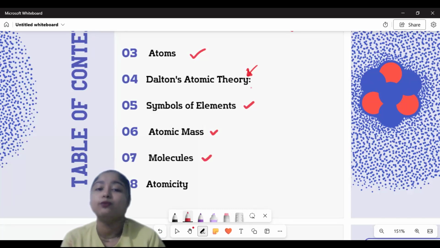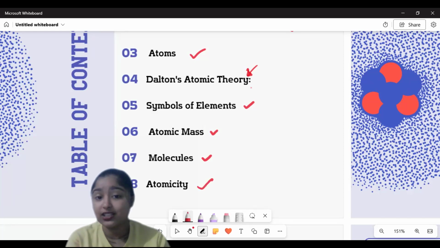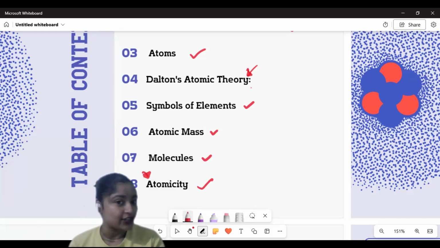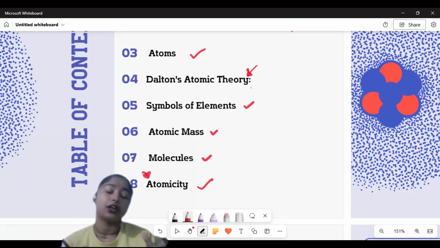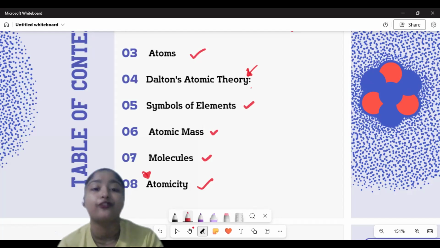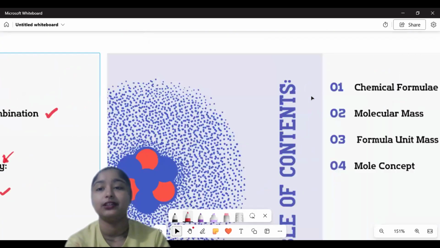Then it's molecules and atomicity. This concept of atomicity is not explained in much detail in your books, but questions can be asked from it. Not just about questions, this concept individually is very important for the concept of atom. As it is not given in much detail, don't worry about it; we'll understand what atomicity is.